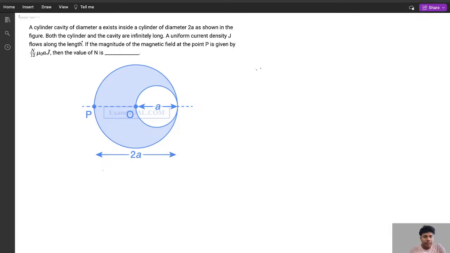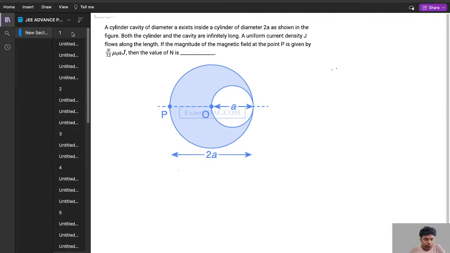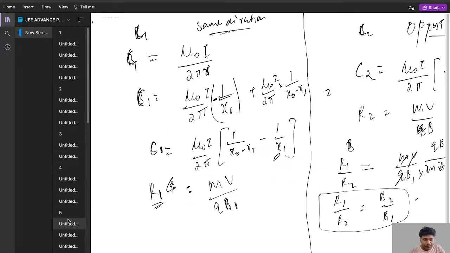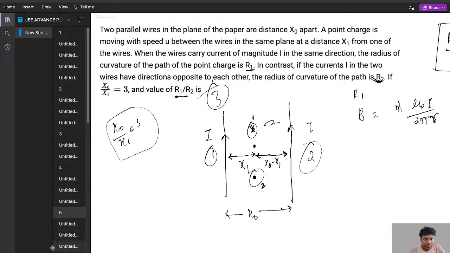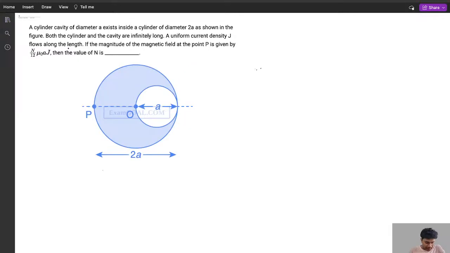So, good evening, all of you. Today we are going to discuss JEE Advanced PYQs on moving charge and magnetism. We have discussed some questions in the last class, I think 5 questions, right? Some questions are left. Now we're going to discuss the remaining questions. If you have any doubt from the previous class, let me know. Okay, let's start.